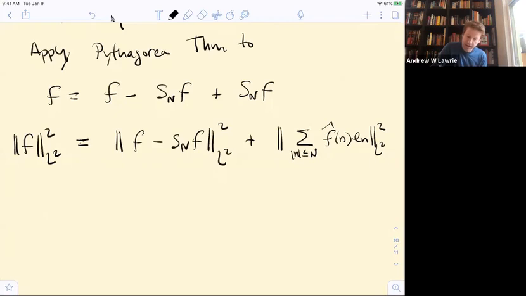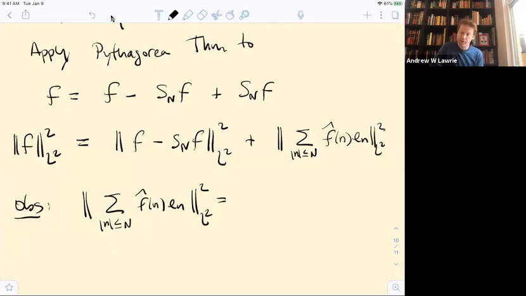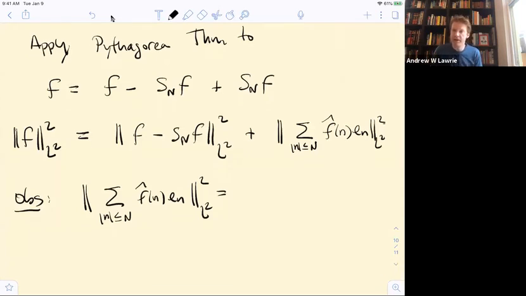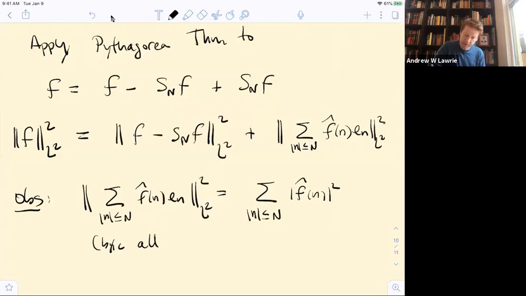I note that, observe that this last quantity, well, all the cross terms vanish, right? Because if I just expand this out, this is just equal to the sum of |f hat n| squared, right? Because all cross terms vanish.